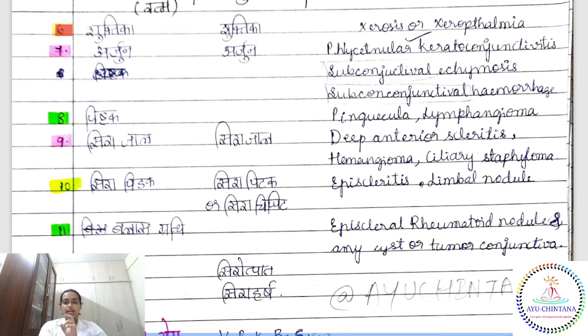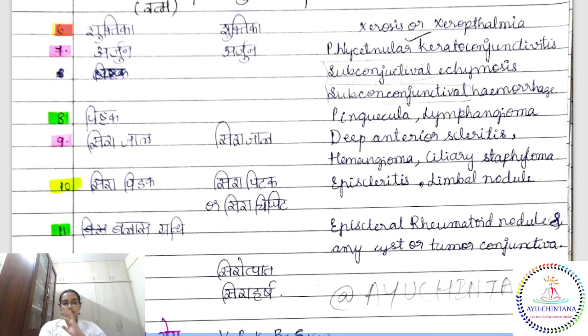Then, Sirajala Sirapidaka. It is related to scleritis, episcleritis. Sirajala scleritis, Sirapidaka, episcleritis. Then, Shuktika Arjuna Pishtaka. Shuktika is xerosis or xerophthalmia. Arjuna is flictenular keratoconjunctivitis or subconjunctival ecchymosis or subconjunctival hemorrhage. Then Pishtaka is pingula or lymphangioma.